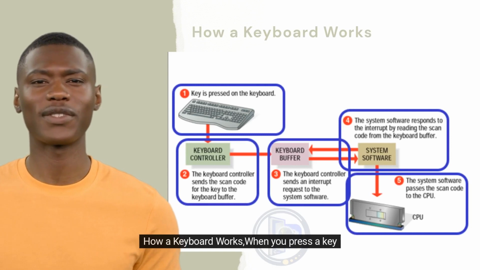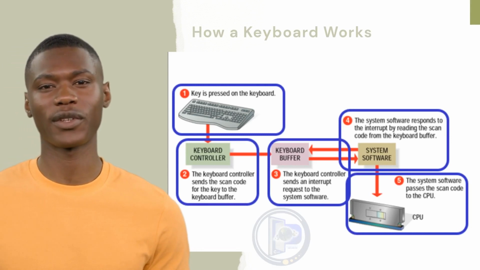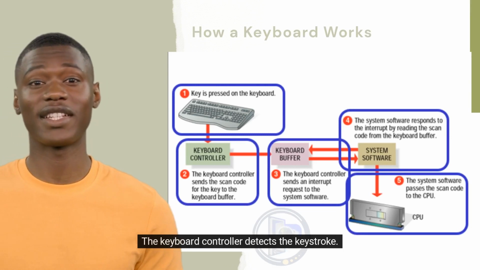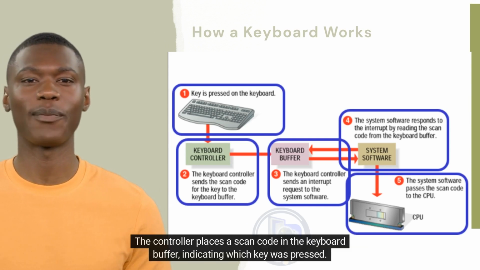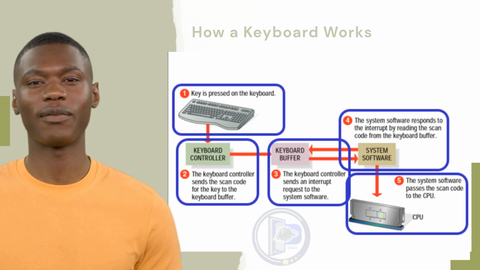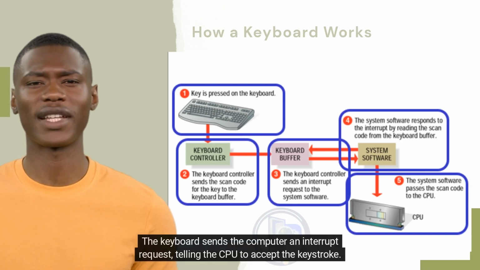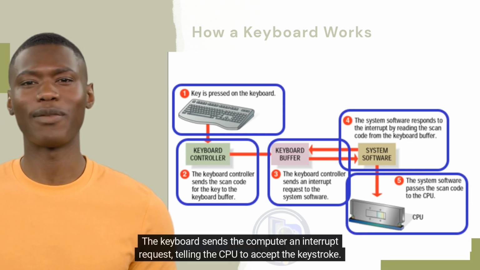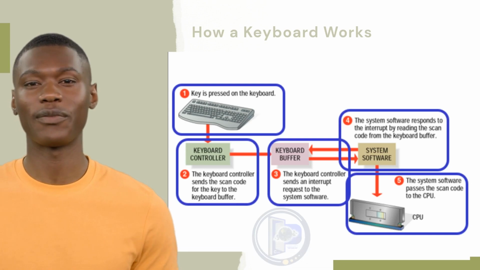How a keyboard works when you press a key. The keyboard controller detects the keystroke. The controller places a scan code in the keyboard buffer, indicating which key was pressed. The keyboard sends the computer an interrupt request, telling the CPU to accept the keystroke.